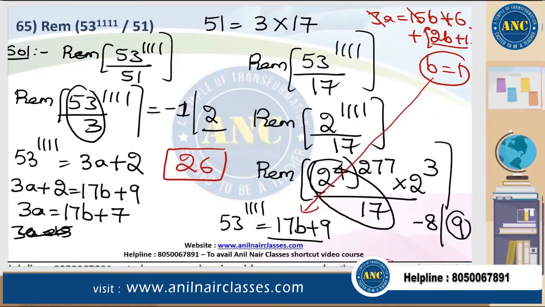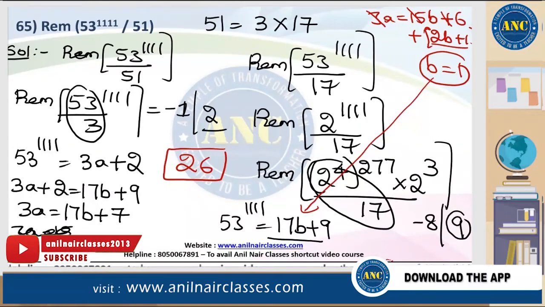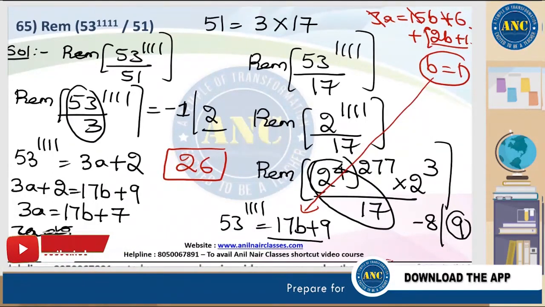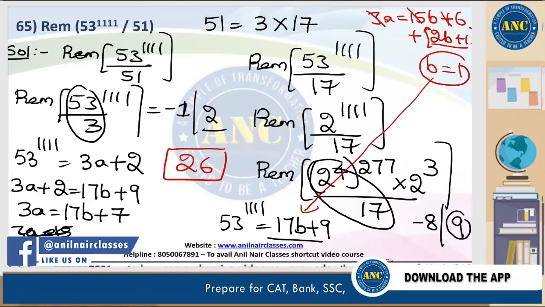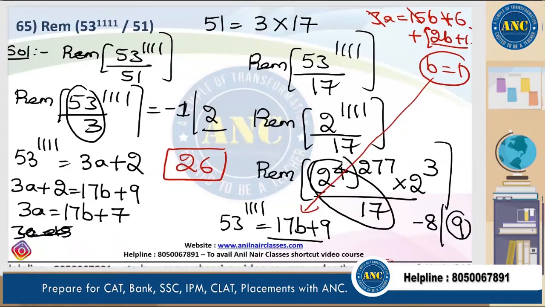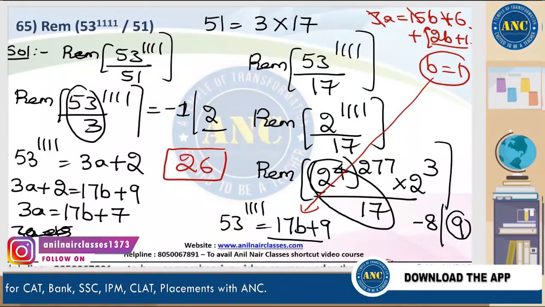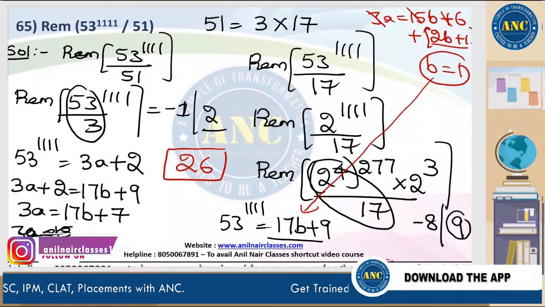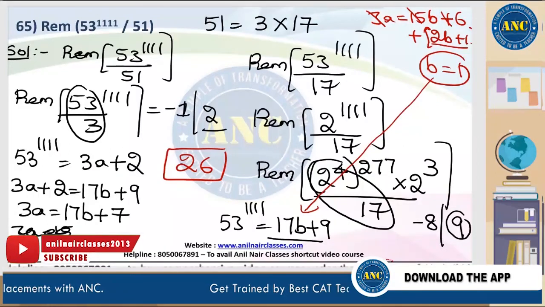Again, please observe the question carefully. 53 power 4 once divided by 51. 51 is 3 into 17. If I divide by 3, 3 18s are 54, minus 1 power odd is minus 1, so positive remainder 2. So 53 power 4 once when divided by 3, remainder is 2.